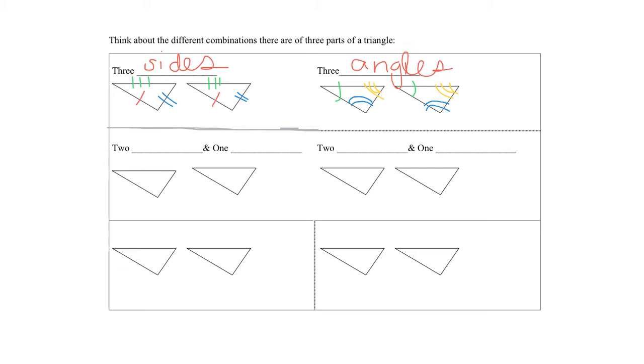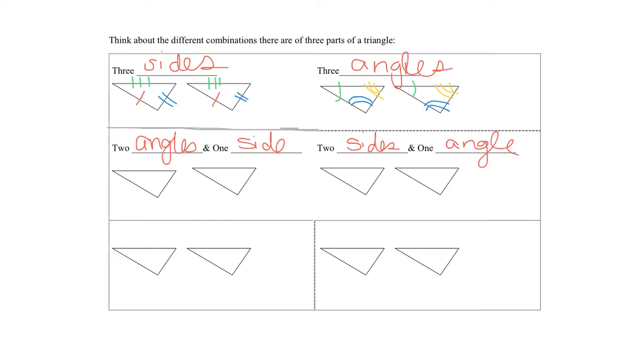But another combination could be 2 angles and 1 side. Or another combination could be 2 sides and 1 angle. So those are the different combinations of 3. Let's talk about these a little more specifically.